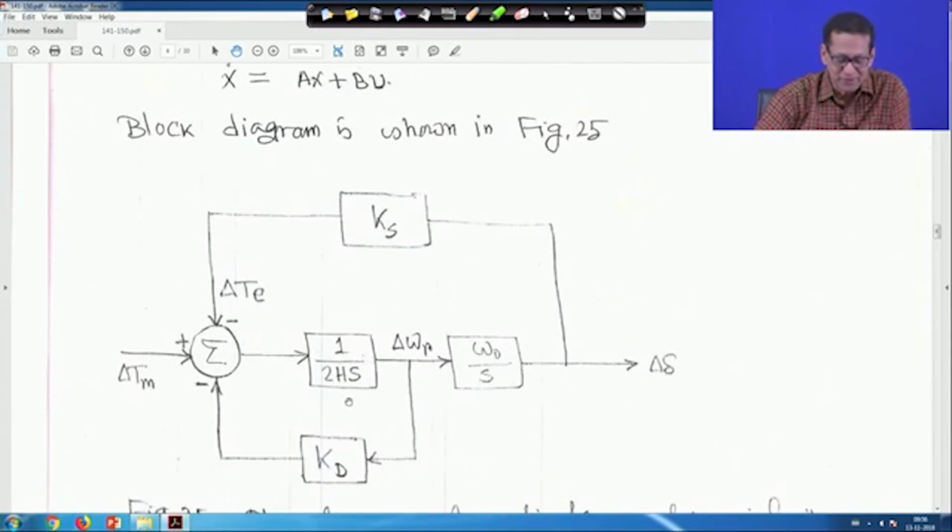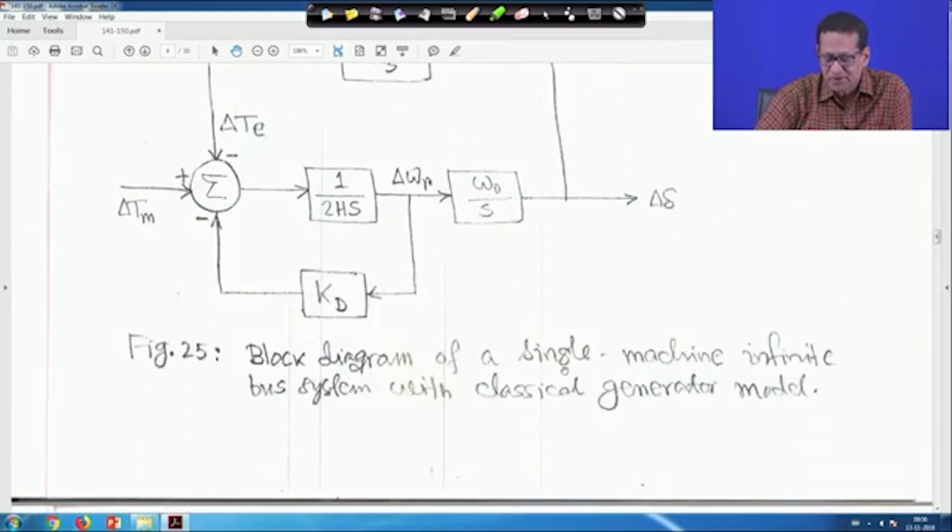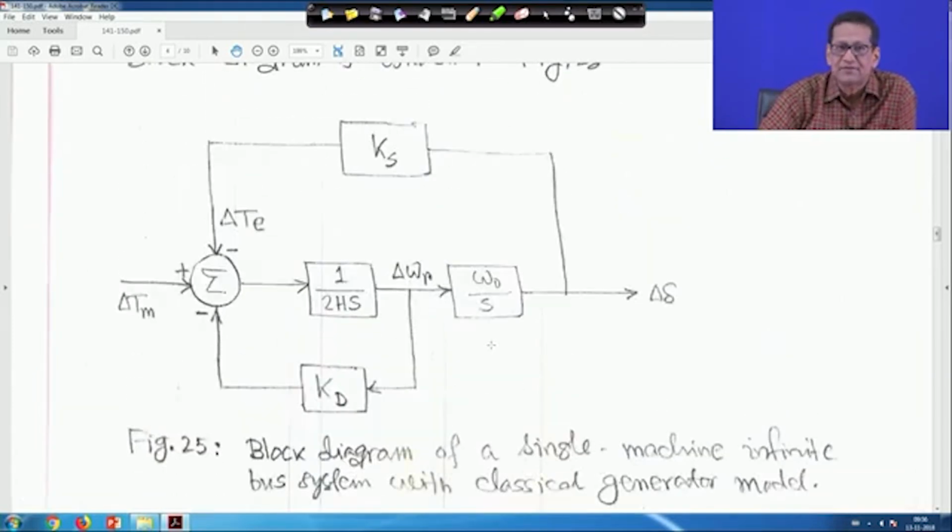It is 1 upon 2 H s into delta T m minus K s delta delta minus K d delta omega r, which is equal to delta omega r, and I told you that delta delta is equal to omega 0 upon s into delta omega r. Now, this is the block diagram of a single machine infinite bus system with classical generator model.